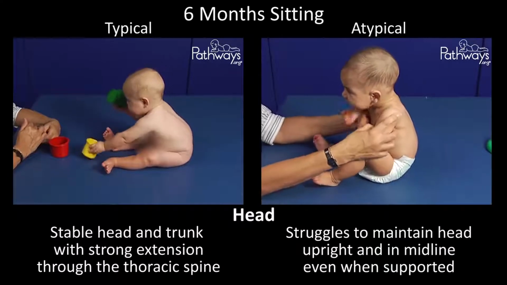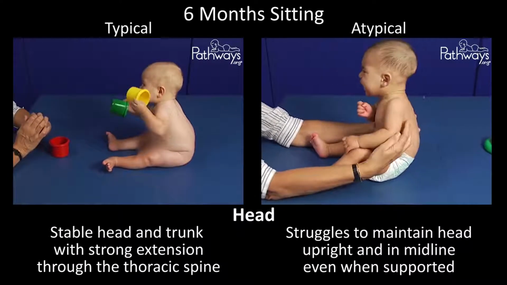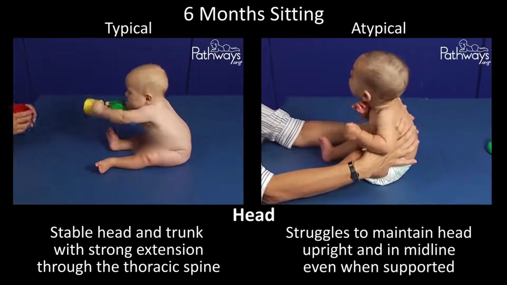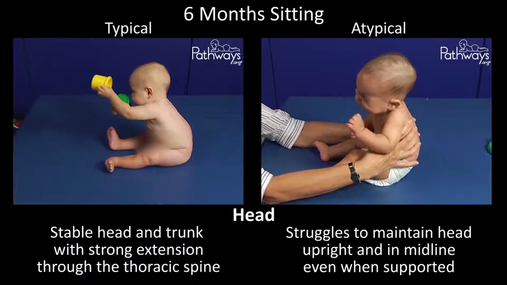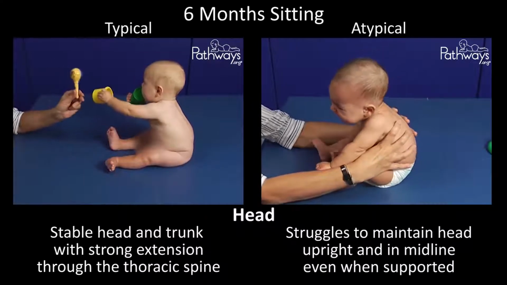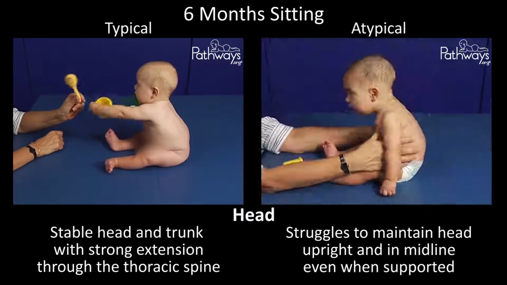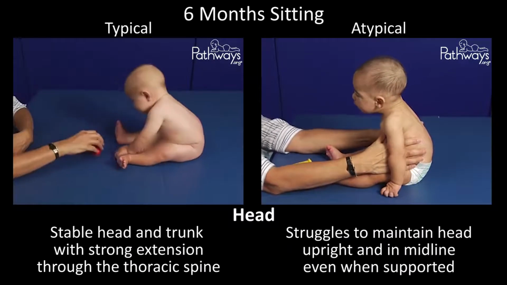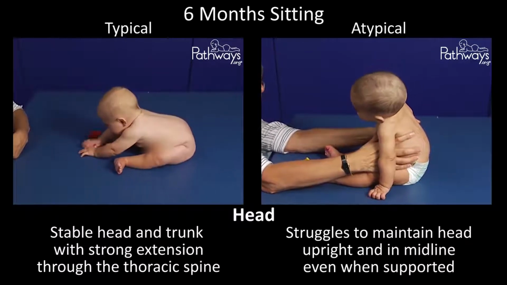Sitting. Head. At 6 months, the typically developing baby has stable head and trunk control with strong extension through the thoracic spine. As we saw at 2 and 4 months, the atypically developing baby is struggling to maintain his head upright and in midline, even when supported.